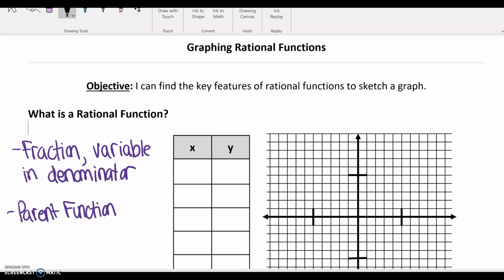And the most basic fraction we can have with a variable in the denominator is going to be 1 over x. Because 1 is the most basic thing you can have in a fraction, and you're dividing by x, which makes it a rational function. So this is the parent function of a rational. You might be wondering, what does it look like? What are rational functions going to look like?